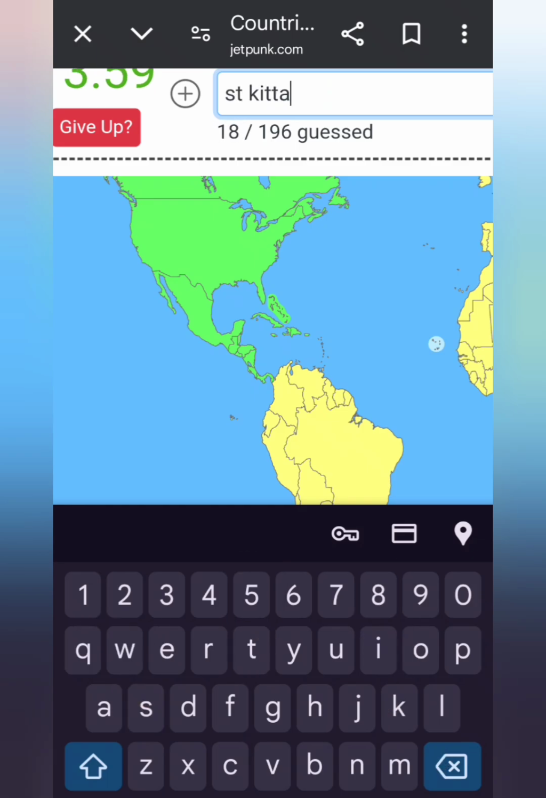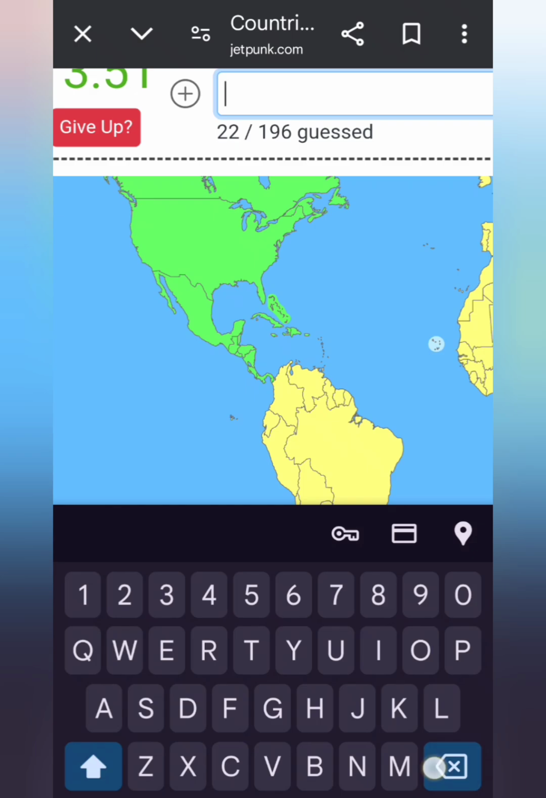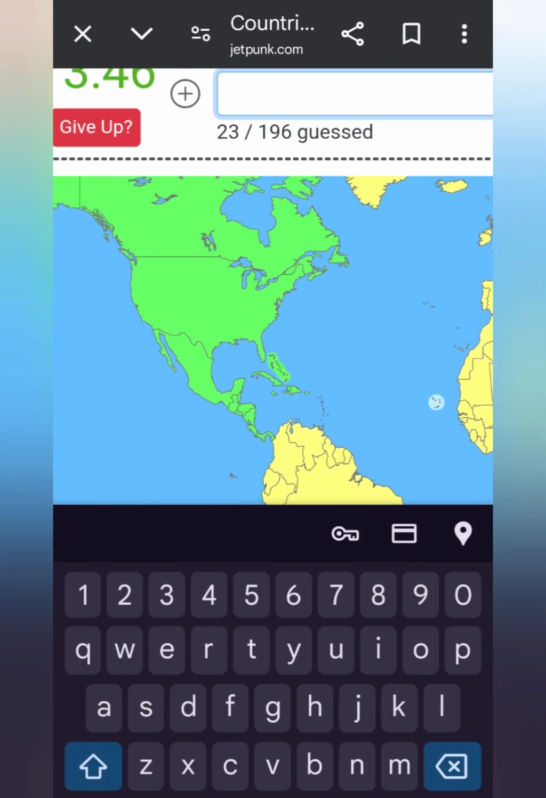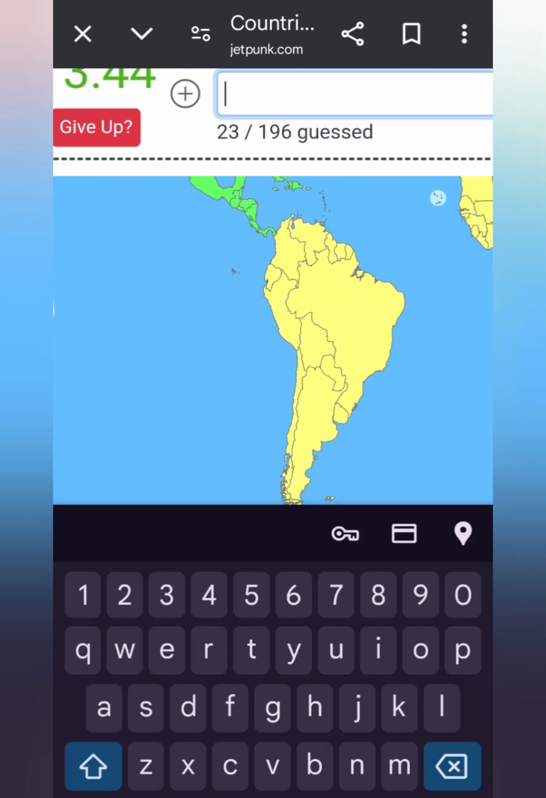Nevis, Grenada, Barbados, Antigua and Barbuda, and at the last Trinidad and Tobago. So here we are. We completed North America. Now quickly shifting to South America, we're gonna begin with Chile.